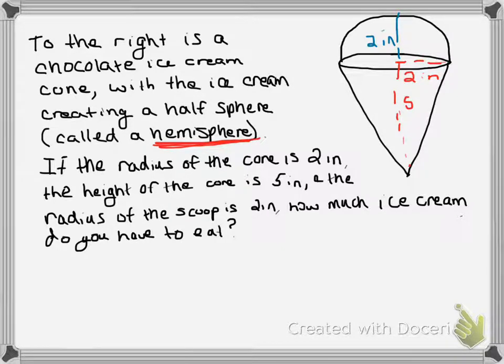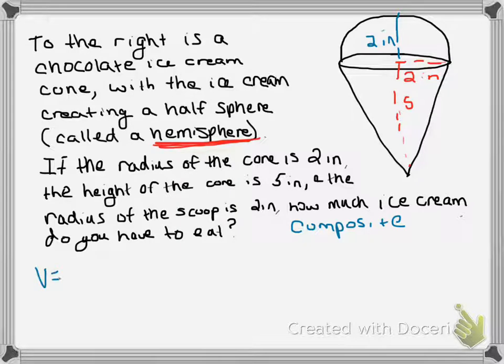Okay, so that means that the ice cream is going to be filling up the cone and it's going to be filling up the scoop, obviously. So now I got to find the volume of both of them. This is what we call a composite figure, where we have to find the volume of more than one thing. So let's do the volume of the cone first.